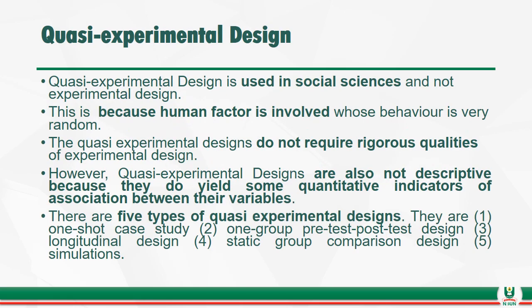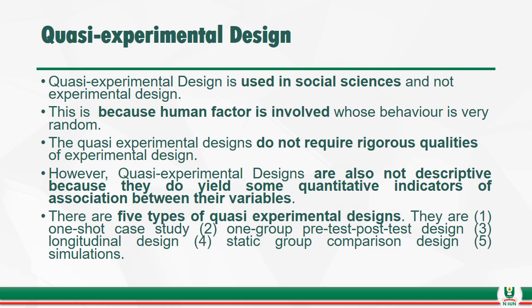Quasi-experimental design. Quasi means semi, right? So talking about quasi-experimental design or semi-experimental design. Quasi-experimental design is used in social sciences and not in experimental design. This is because human factor is involved, whose behavior is very random. The quasi-experimental design does not require rigorous qualities or experimental situation or design. However, quasi-experimental designs are also not descriptive because they do yield some quantitative indicators of association between their variables.